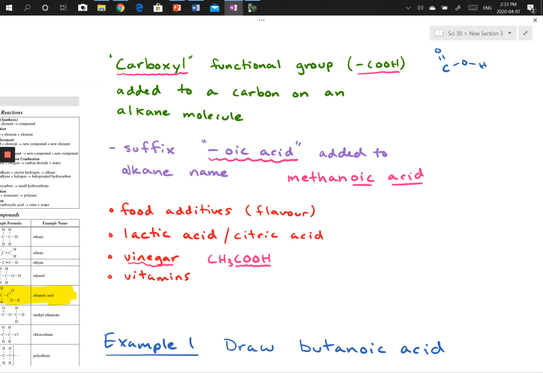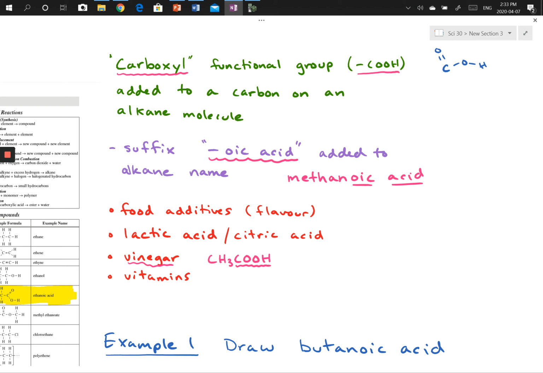Some other uses of these carboxylic acids: food additives for flavor. Something like citric acid would be used for that. There's the lactic acid that gets built up in your muscles when you work them really hard and your body needs to take a little shortcut because there's not enough oxygen getting to your cells. It produces this waste product called lactic acid, which makes your muscles sore. Some vitamins are actually carboxylic acids. Vitamin C is an acid called ascorbic acid.